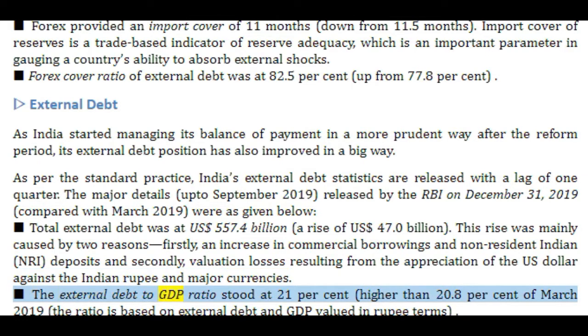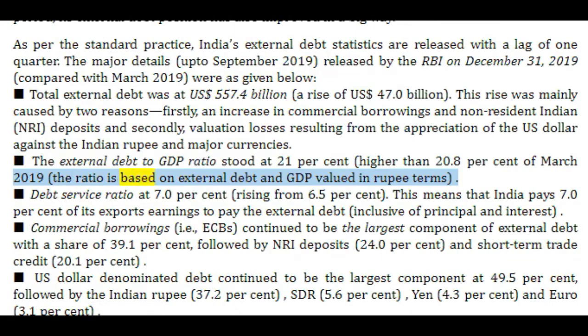The external debt to GDP ratio stood at 21%, higher than 20.8% of March 2019. The ratio is based on external debt and GDP valued in rupee terms. Debt service ratio at 7.0%, rising from 6.5%. This means that India pays 7.0% of its exports earnings to pay the external debt, inclusive of principal and interest.